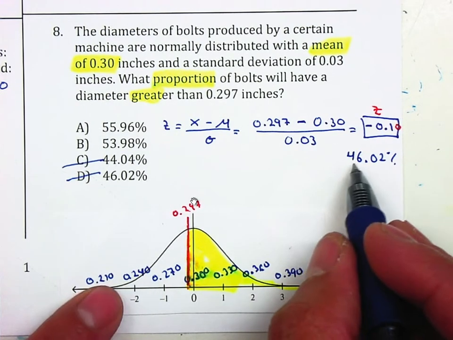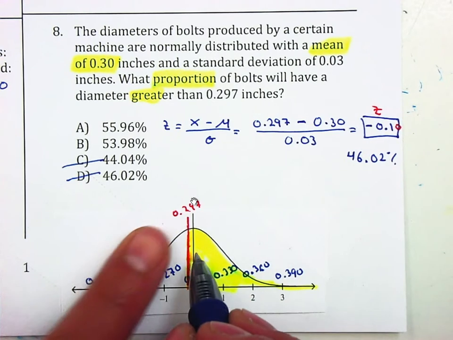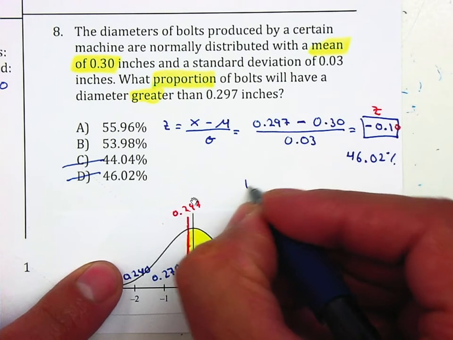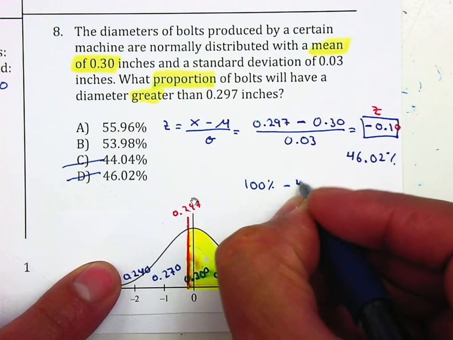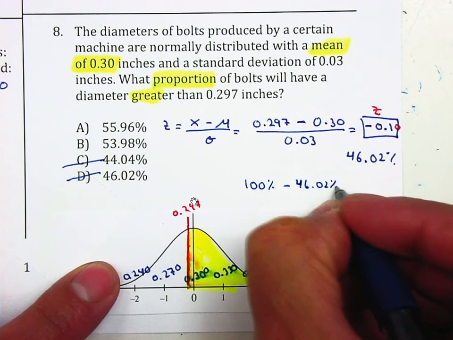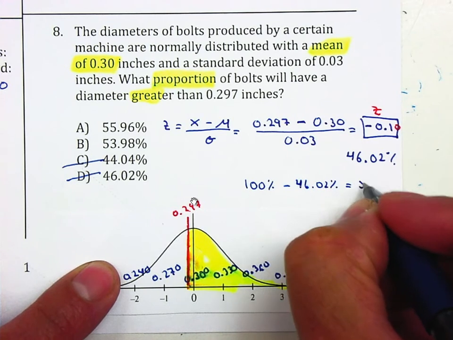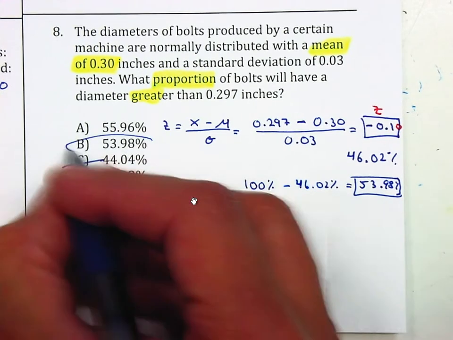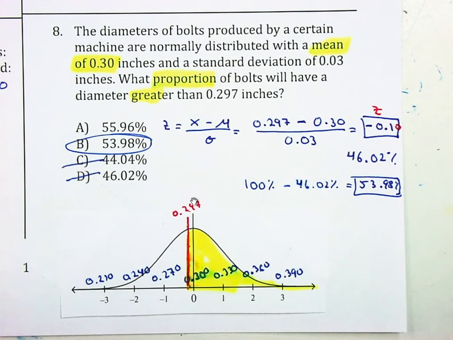Now remember that this gives you the area to the left. I'm looking for the area to the right. So it'll be 100% minus 46.02%, which is equal to 53.98%. And you can use your calculator to be able to calculate, so therefore your answer is letter B. For next question.